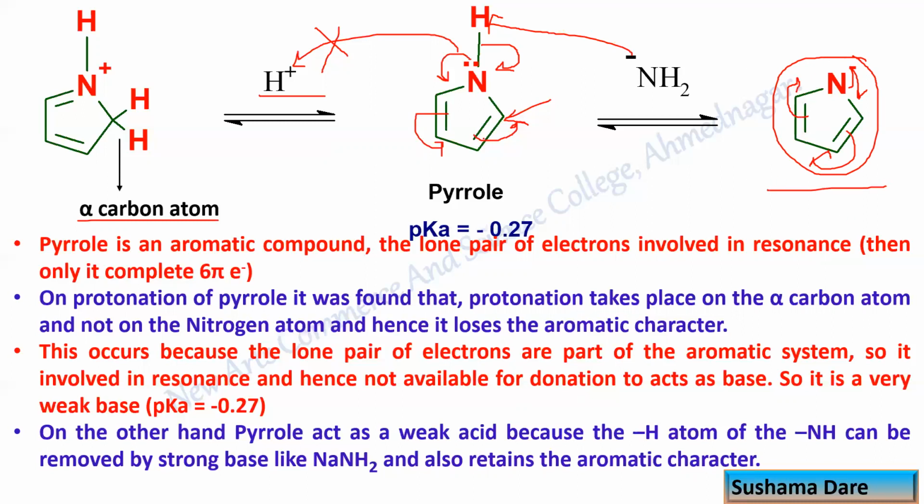So instead of a base, now the pyrrole can also act as a weak acid. The reason behind it is that the proton attached to the nitrogen atom shows an acidic character, and the conjugate base that results after the donation of the proton is stabilized by resonance effect. So that can act as a weak acid also. So pyrrole is a weak base, and at the same time it can act as a weak acid.